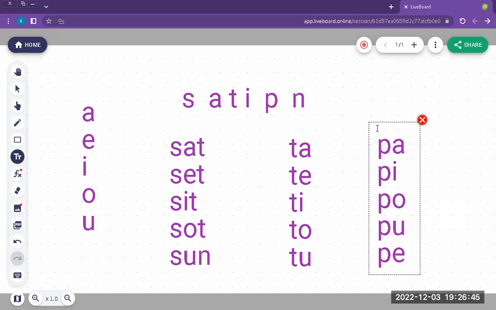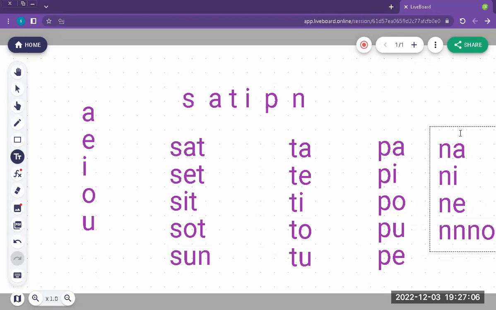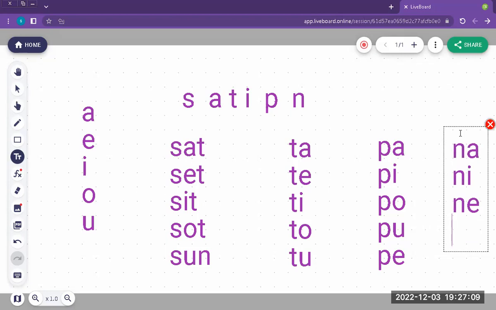And the last one is na: a, na. I, ni. E, ne. O, no. A, na. Okay, this is blending between our vowel letters and our letters in stage one.